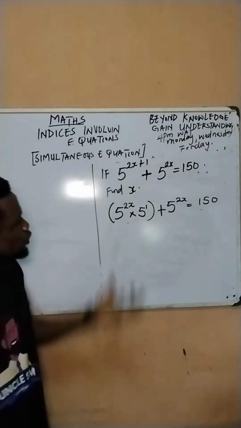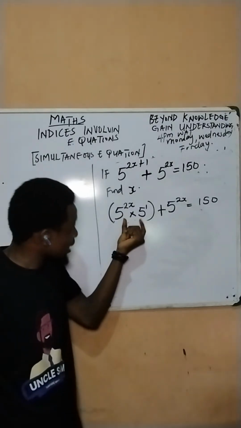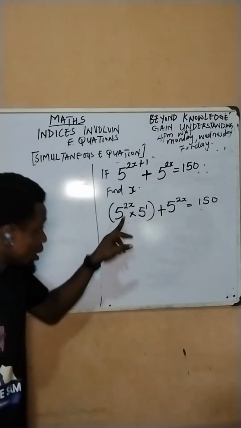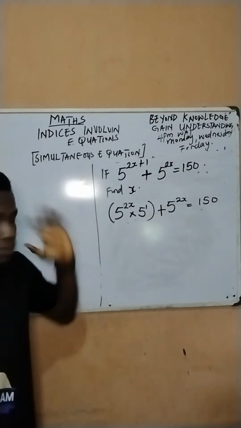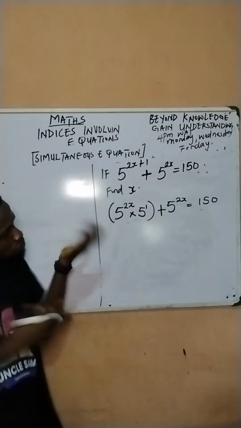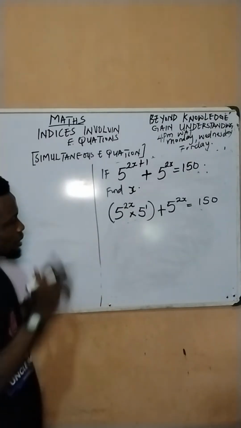Now, if we get to this point, you know that this thing is the same as this. We've not done anything wrong. This and this are still the same thing. So what are we going to do at this point? Well, we can actually go by this. Look at what we're going to do.